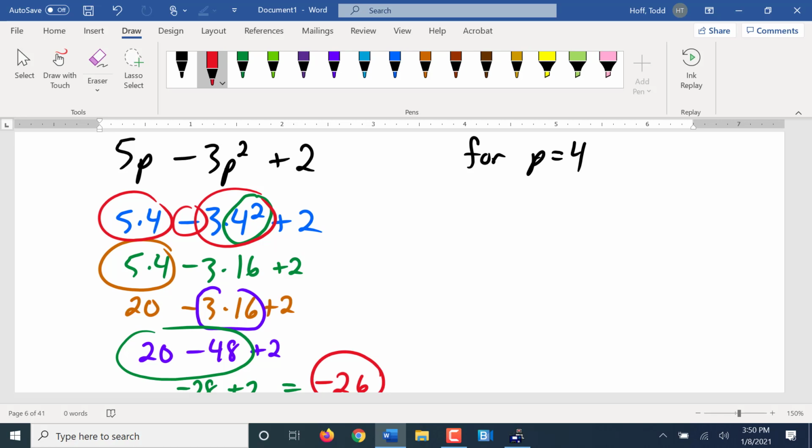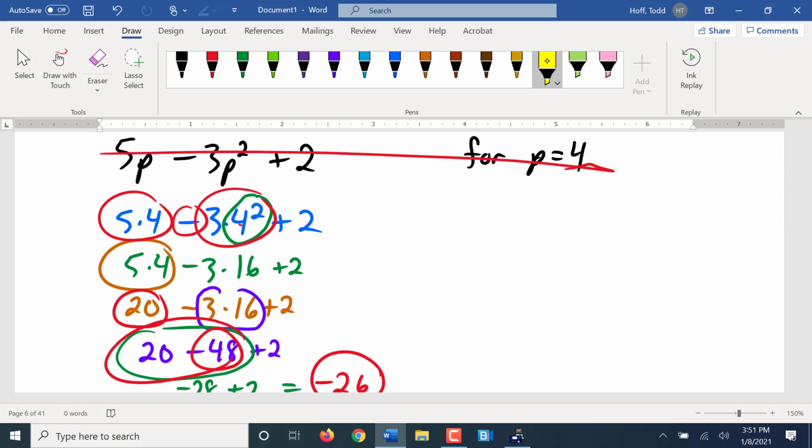So again, once you do enough of these, you start to realize there are cases where you can do both multiplications at once, or you can do one before the other. This is one where I would have probably done just that. I would have done the 5 times 4 is 20, 4 squared is 16, times 3 is 48. I would have done that all at once, because I know I can get away with it because it's separated by the subtraction.